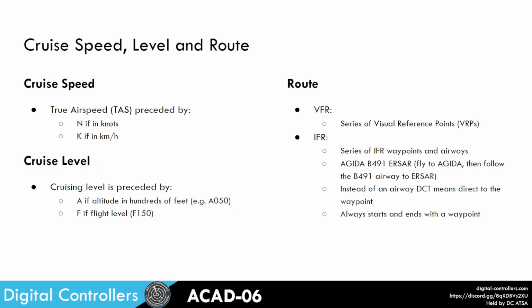For a VFR routing, this tends to be a series of visual reference points, but can generally just be plain English used to describe the routing of the aircraft. For an IFR flight, this does tend to be a bit more structured, where we'll quite often have a series of IFR waypoints and airways.